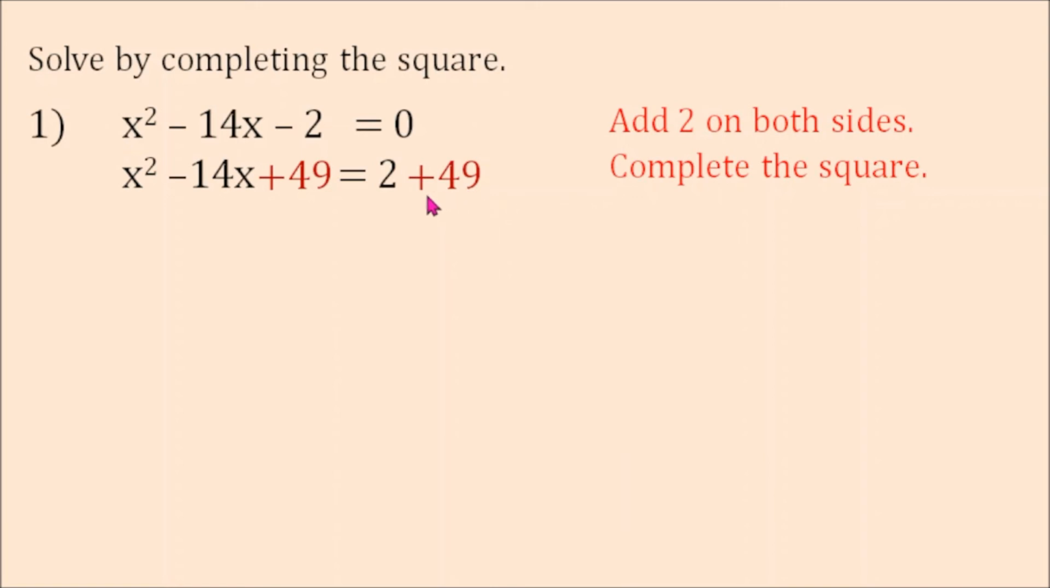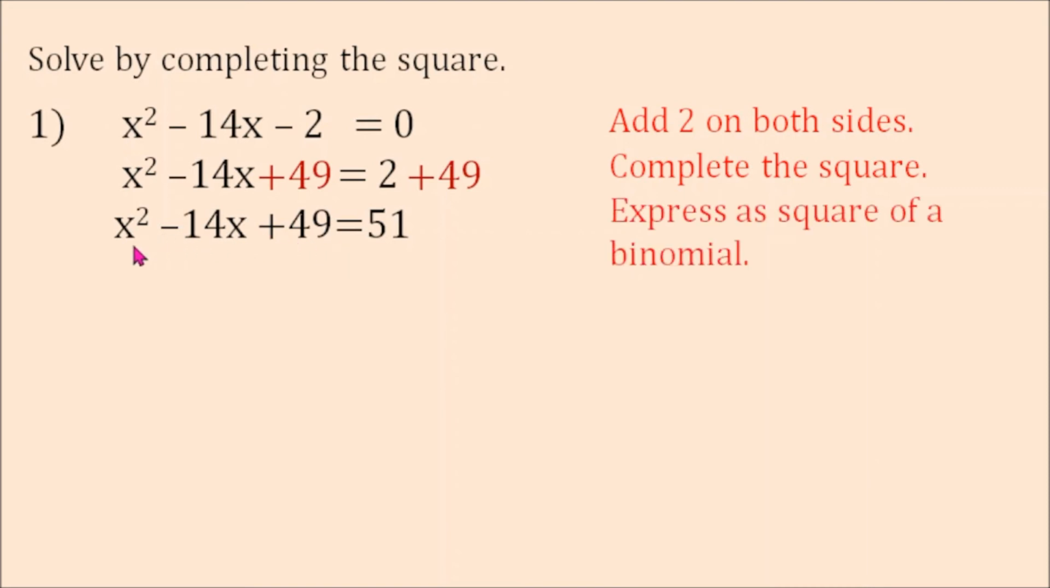Now, we can simplify 2 plus 49. So that's 51. The left-hand side of our equation is a perfect square trinomial. So we can express this perfect square trinomial as square of a binomial. So it becomes the quantity x minus 7 squared equals 51.